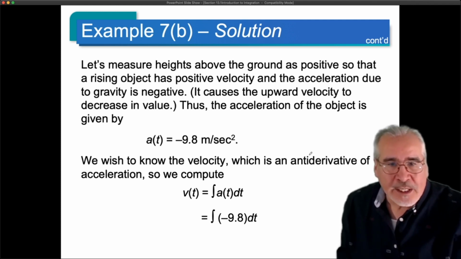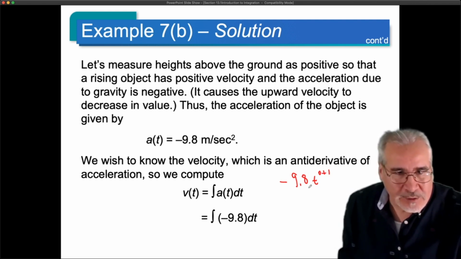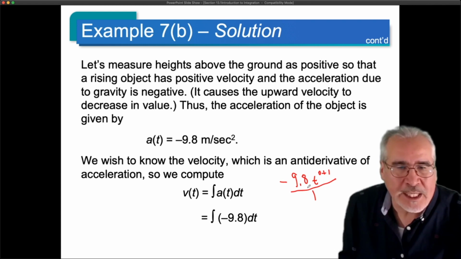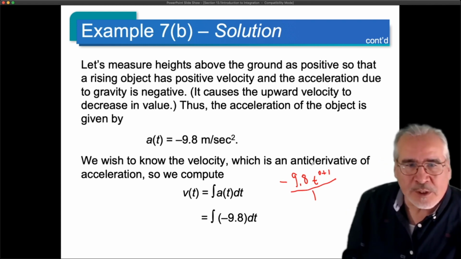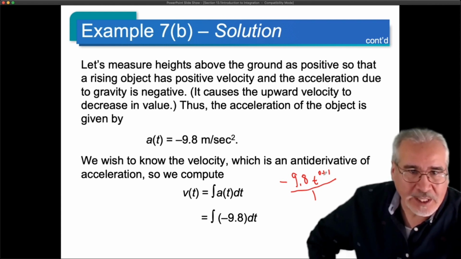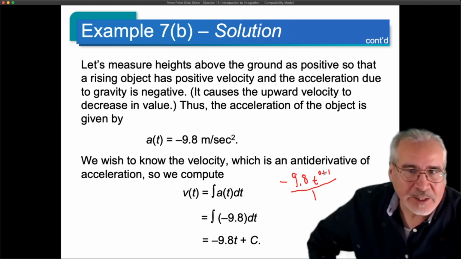negative 9.8. Now remember, that is negative 9.8 t to the 0 power, right? Because t to the 0 is 1. We're going to add 1 to the exponent, that's why we get t to the first power. We're going to divide by 1, and you keep seeing me do this, and you say, why does he do that? When you divide by 1, you get nothing. I want you to remember to always divide by the new exponent, okay? And so you're going to see we end up with negative 9.8t plus some constant, okay?